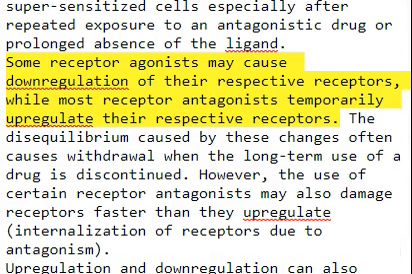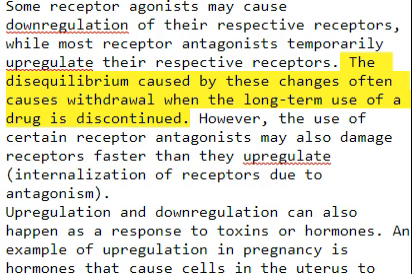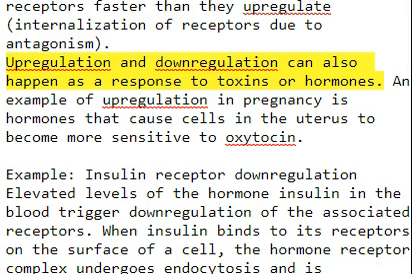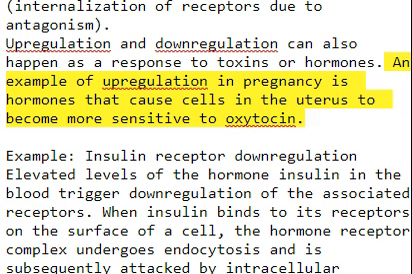Some receptor agonists may cause downregulation of their respective receptors, while most receptor antagonists temporarily upregulate their respective receptors. The disequilibrium caused by these changes often causes withdrawal when the long-term use of a drug is discontinued. However, the use of certain receptor antagonists may also damage receptors faster than they upregulate internalization of receptors due to antagonism. Upregulation and downregulation can also happen as a response to toxins or hormones. An example of upregulation in pregnancy is hormones that cause cells in the uterus to become more sensitive to oxytocin.